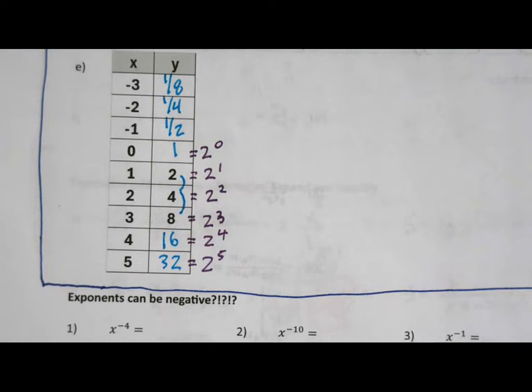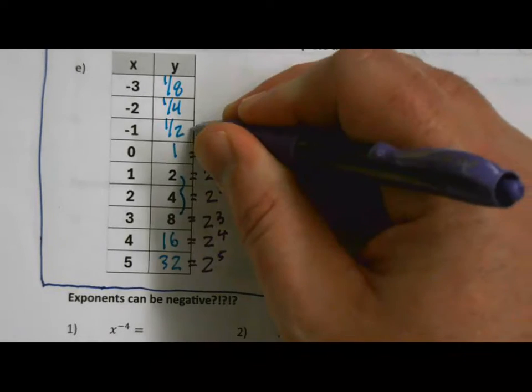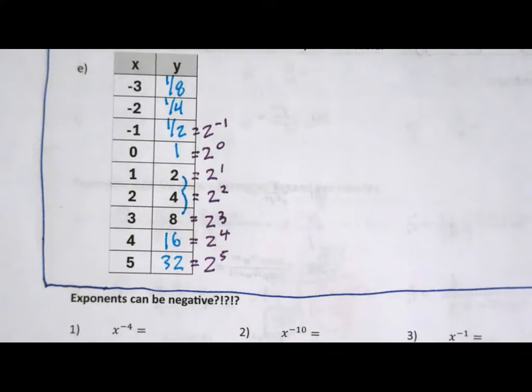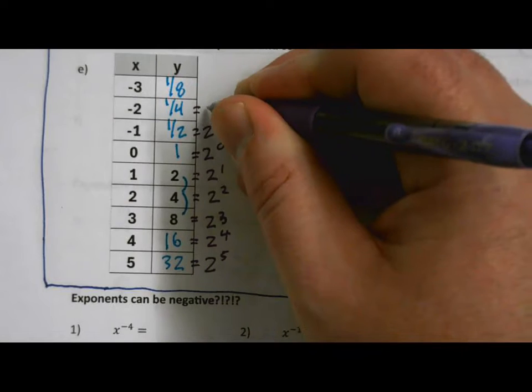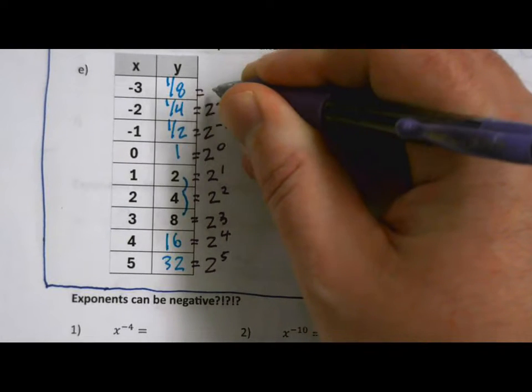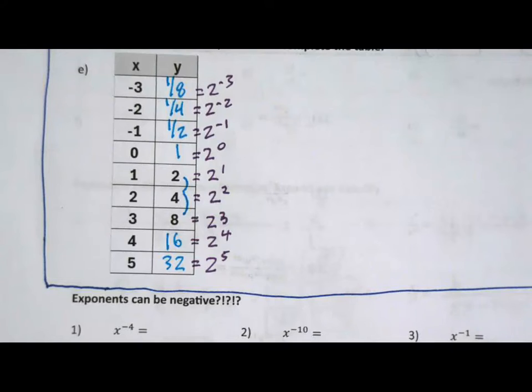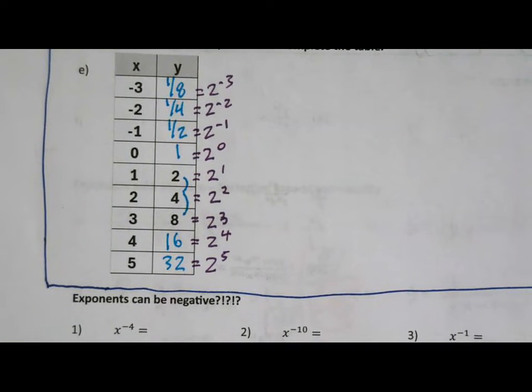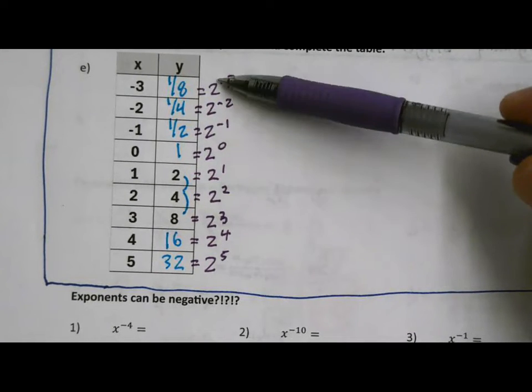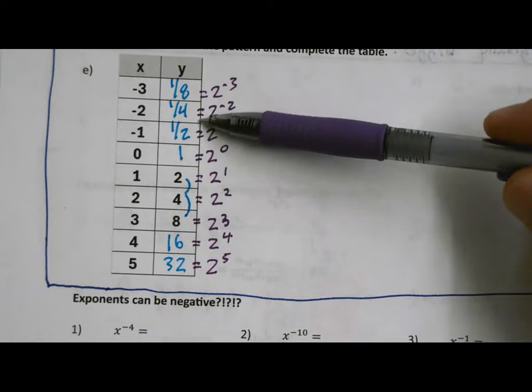Anybody want to guess what 2 to the negative 1 is? That's a half. And 2 to the negative 2 is a fourth. And 2 to the negative 3 is 1/8. So this is what positive and negative exponents mean. Usually when we have negative exponents, we're going to have some kind of fraction. See how all these were fractions?